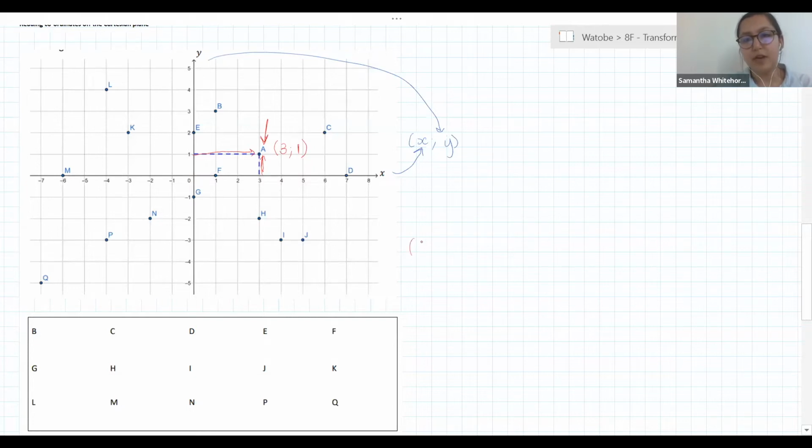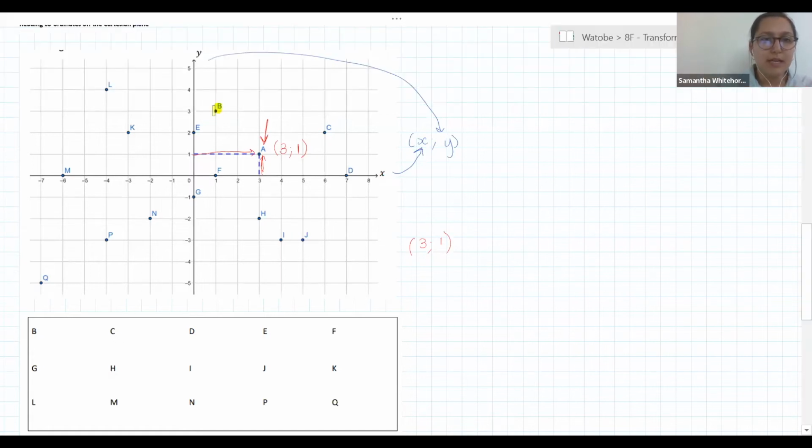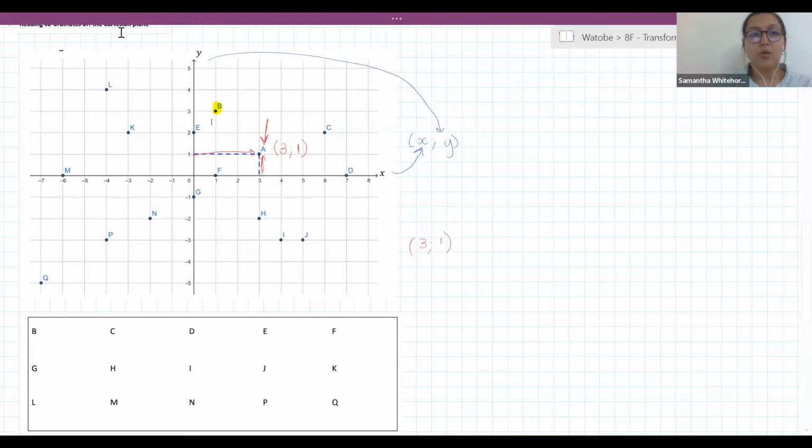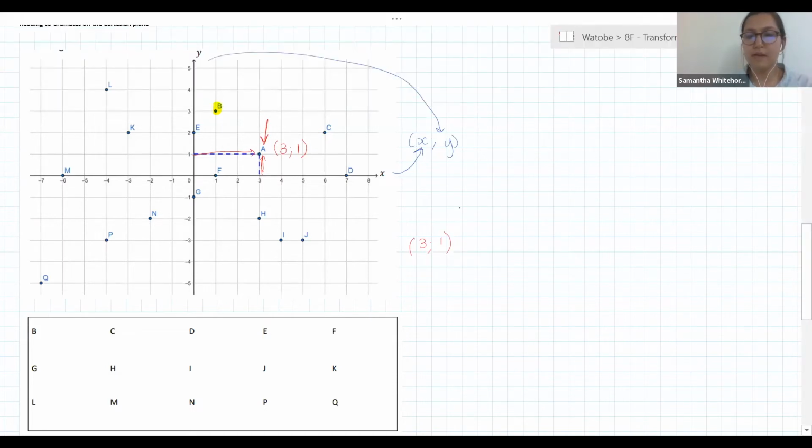Now, if I give you that point, 3, 1, you should be able to go and then either plot it on your Cartesian plane or know where it is on the Cartesian plane so that you can then work with it. Alrighty, so let's go and have a look at point B. So point B is this one that I'm highlighting in yellow over here. Does anyone want to maybe have a try at the coordinate of point B? You can put your hands up if you are keen.